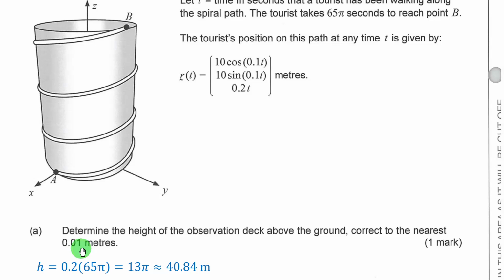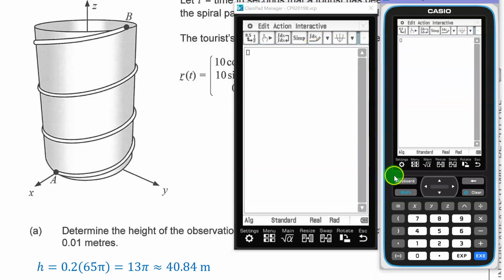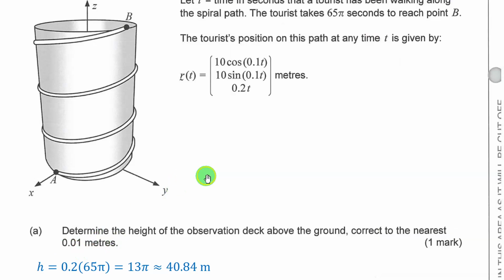So basically they get to the top at 65 pi seconds. So the height of the deck has got to be the z coordinate from here. So we take 0.2, multiply it by 65, and we end up with 13 pi. We could grab a calculator and work out what 13 pi is. Here we go, 13 pi. We'll just flick into decimal mode to do that. 40.84 to the nearest 0.01 of a meter. Anyway, that wasn't too hard.